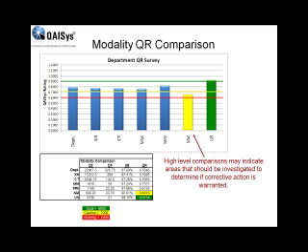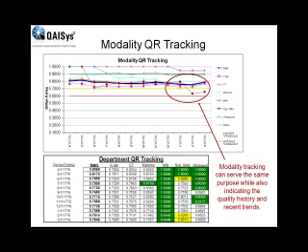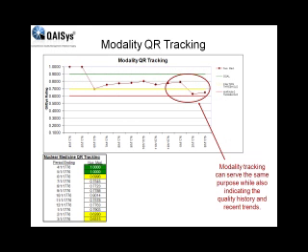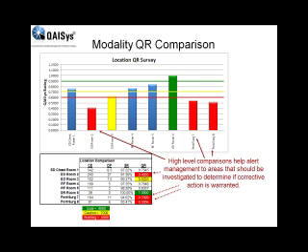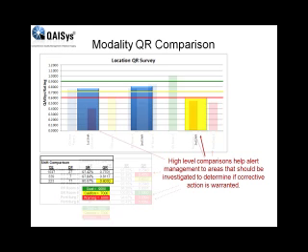These high-level comparisons might indicate a need to investigate and focus on improvement for a specific modality. Modality tracking can serve the same purpose while also indicating quality history and recent trends. We can also compare and track ratings for specific locations or shifts.